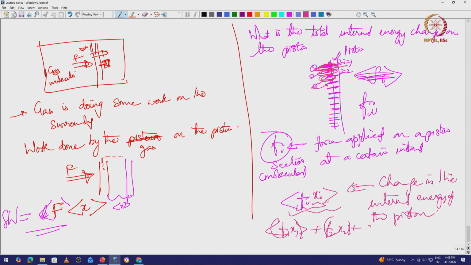So, I calculate all this energy and then I take an average of it, that gives me the average change in the internal energy. So, an average of it divided by I, essentially. All right, good.